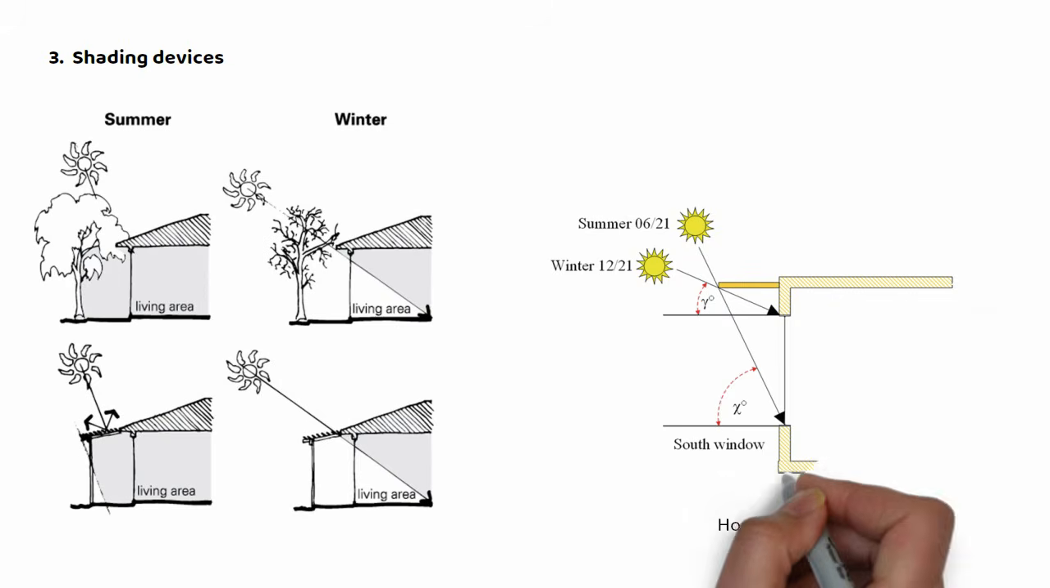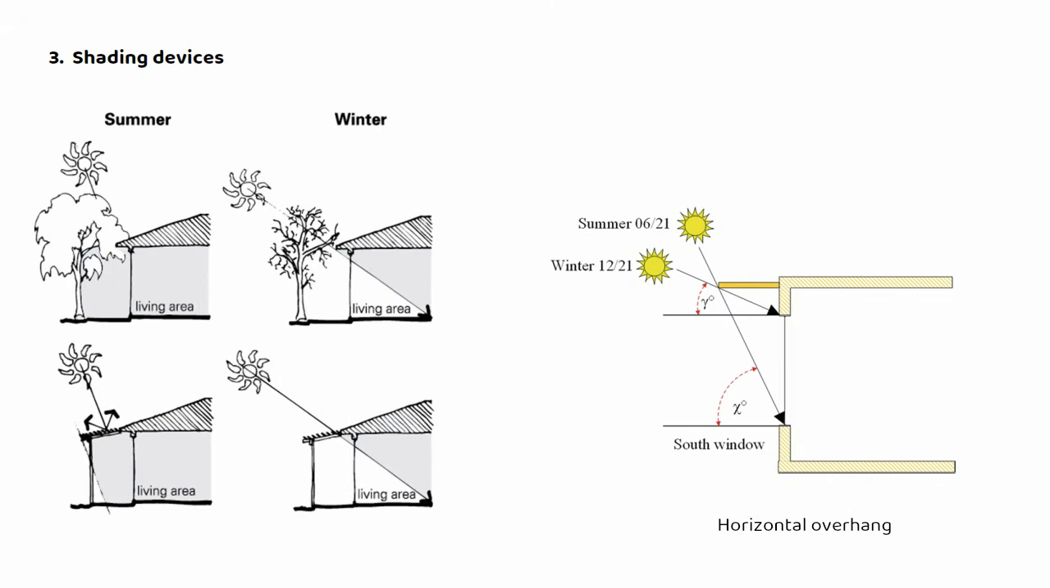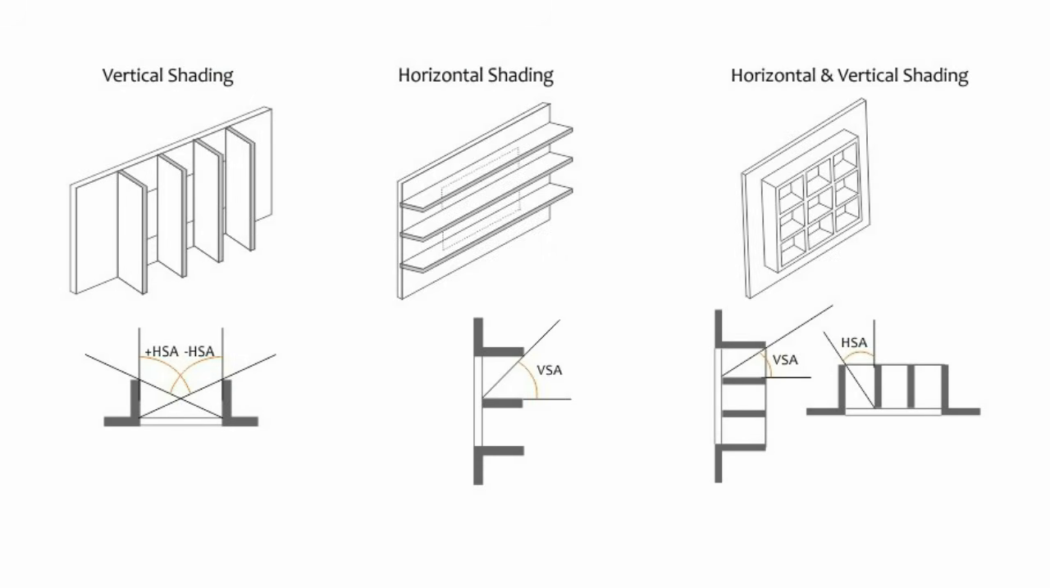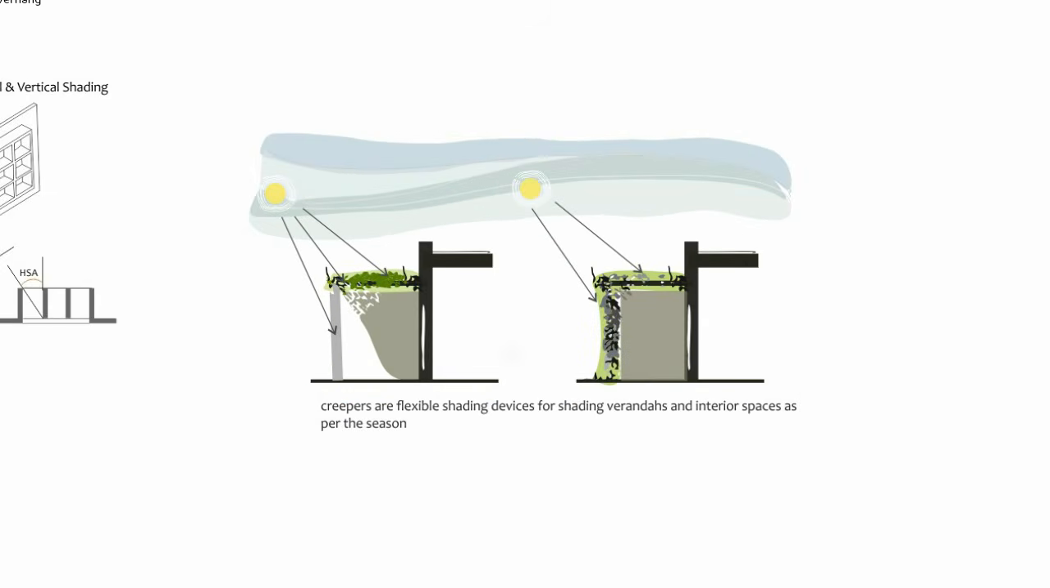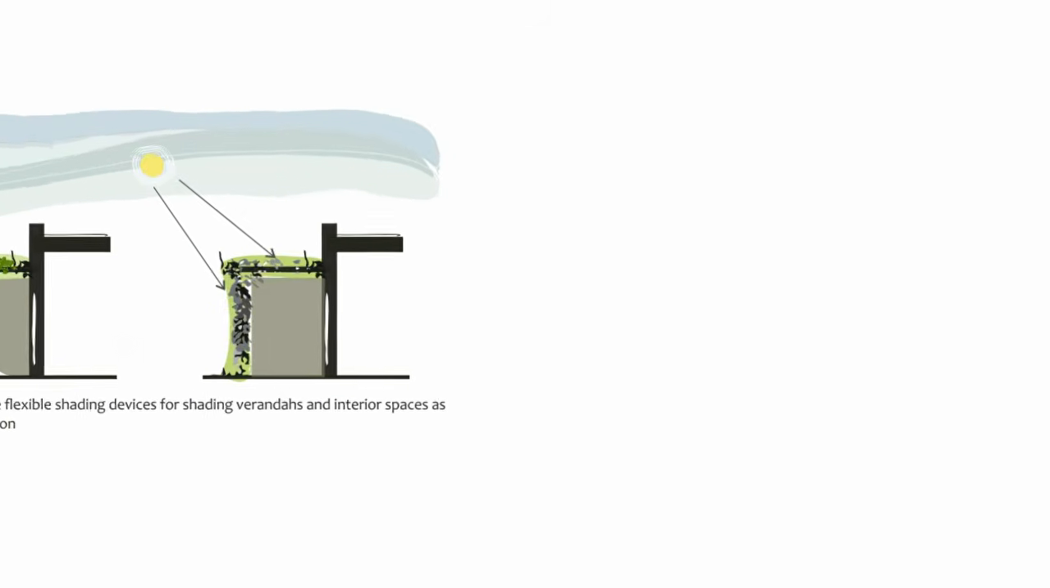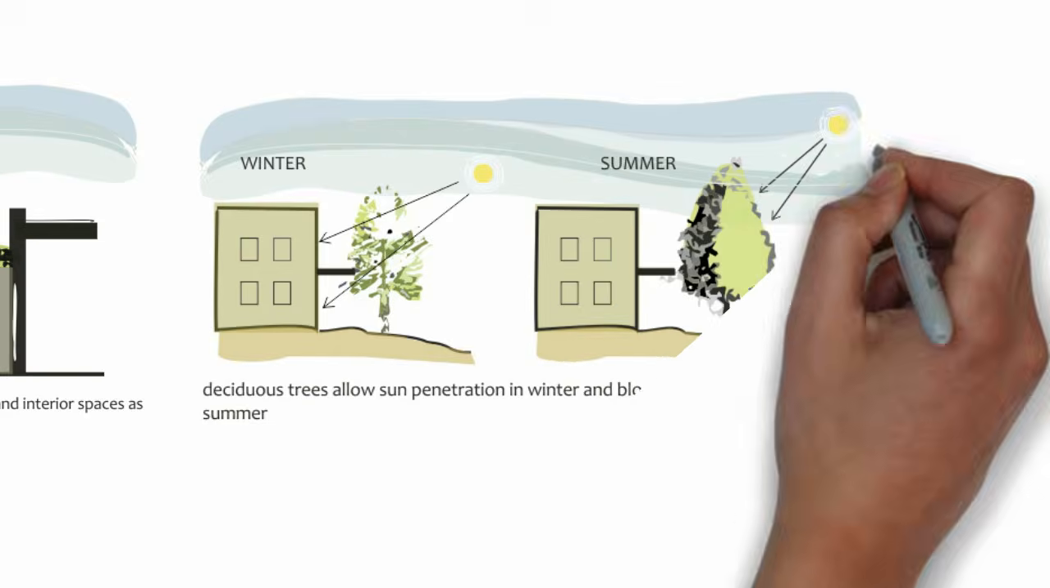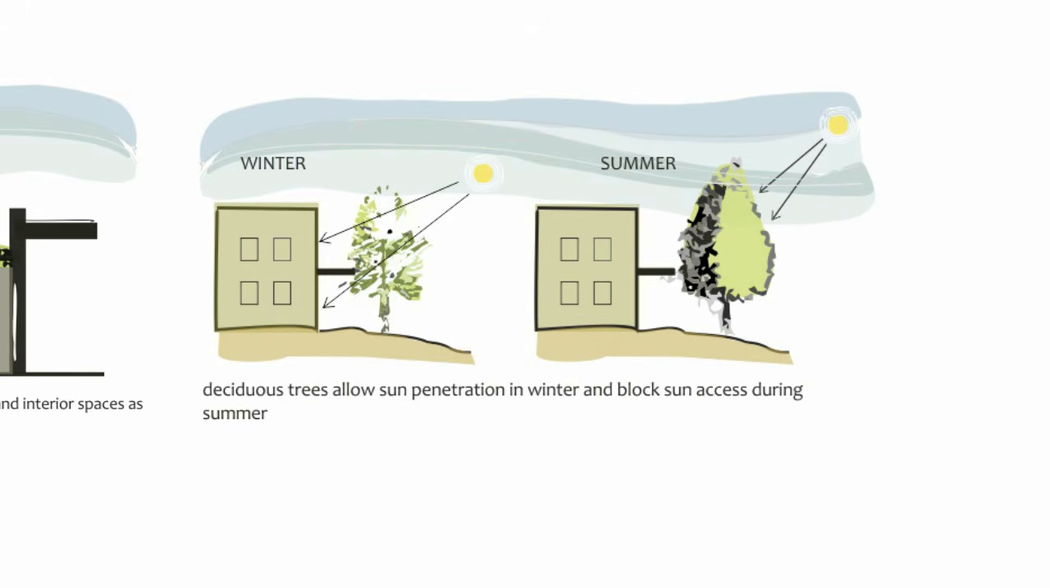Horizontal overhangs, best for south-facing windows in the northern hemisphere. They block high summer sun but allow winter sun. Vertical fins or louvers, ideal for east and west-facing windows, where sun is lower and harsher. Pergolas and verandas. Create shaded outdoor to indoor transition zones, cooling incoming air before it enters. Vegetation. Deciduous trees shade in summer and allow sunlight in winter.